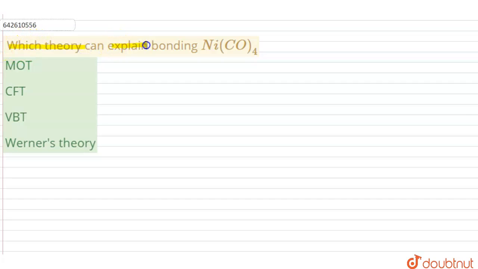Hello students, let's start the question. Which theory can explain bonding in nickel tetracarbonyl, Ni(CO)4? So we have four theories over here: MOT, CFT, VBT and Werner's. MOT and VBT we have learned in chemical bonding. MOT is molecular orbital theory, whereas VBT is the valence bond theory, wherein we had talked about hybridization.